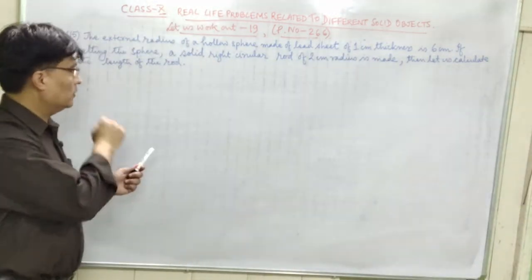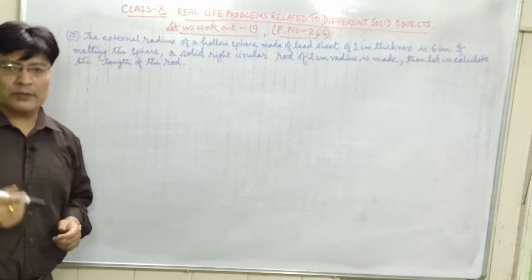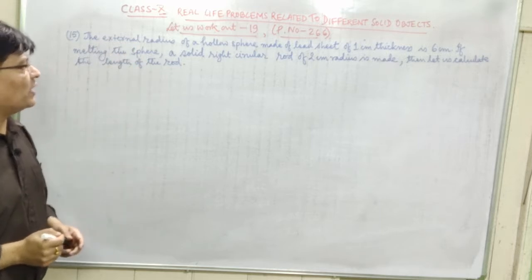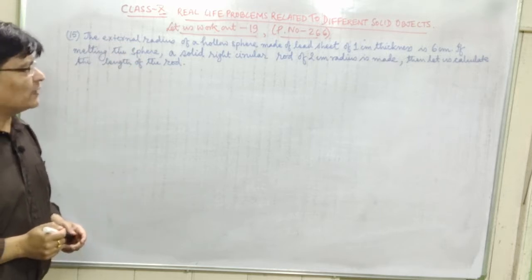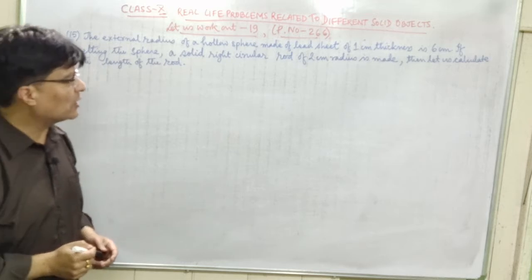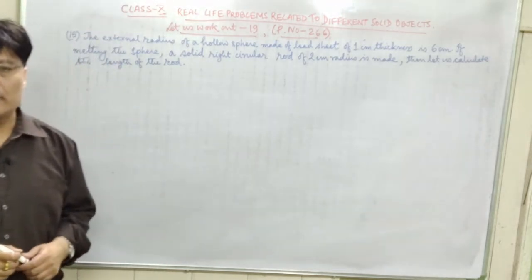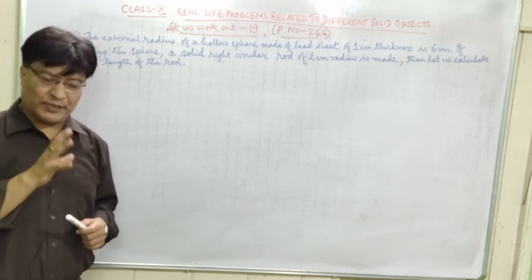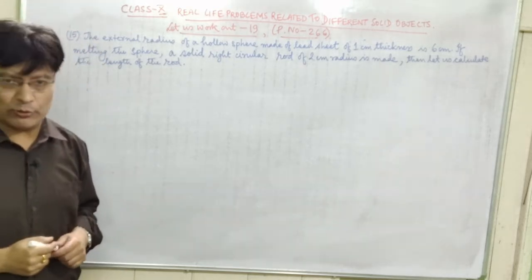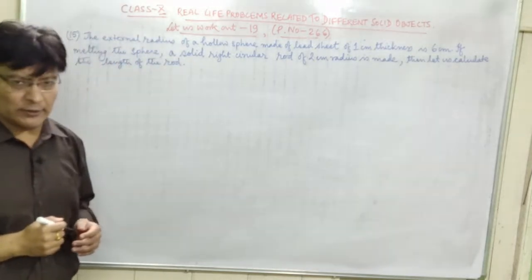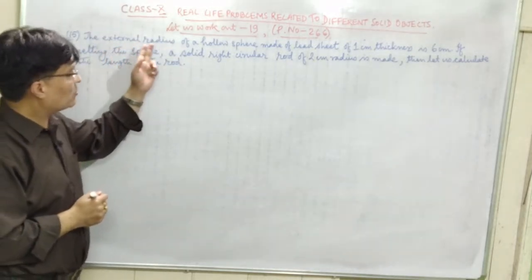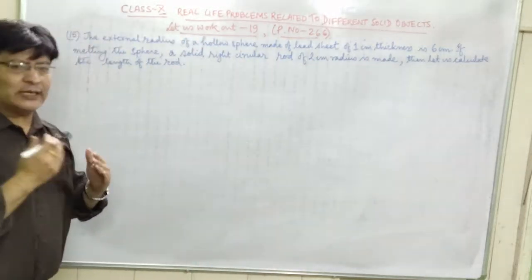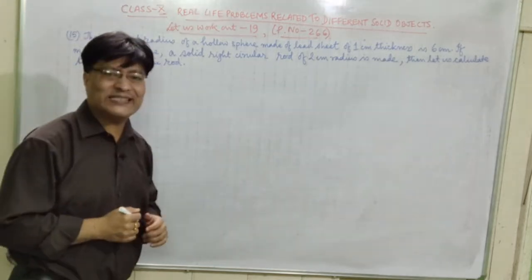So now we'll do question number 15. The question is: the external radius of a hollow sphere made of lead sheet of 1 centimeter thickness is 6 centimeter. So there is a hollow sphere. Hollow sphere भनेको चाहिँ के हो भन्दाखेरि भित्र चाहिँ खोक्रो भएको, भित्र के पनि नभएको, त्यसलाई हामी के भन्छौं? Hollow sphere. So here the external radius of a hollow sphere is given as 6 centimeter. And what is the thickness of the hollow sphere? It is 1 centimeter.